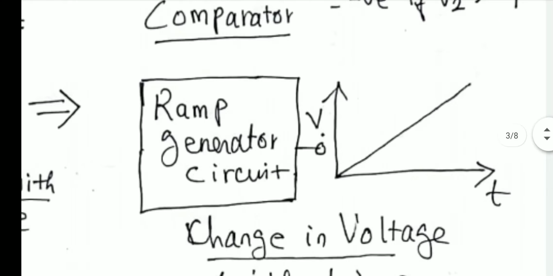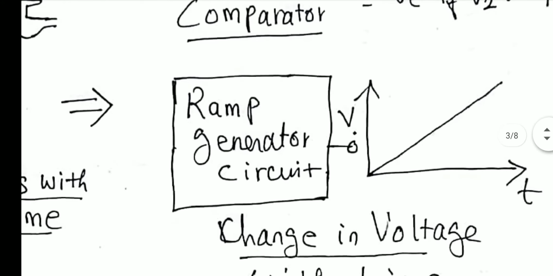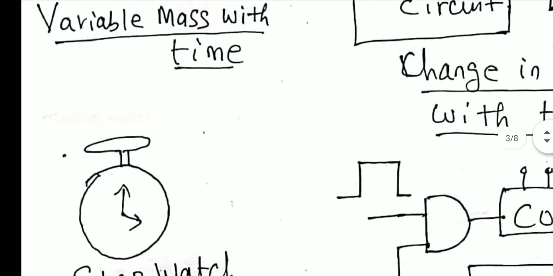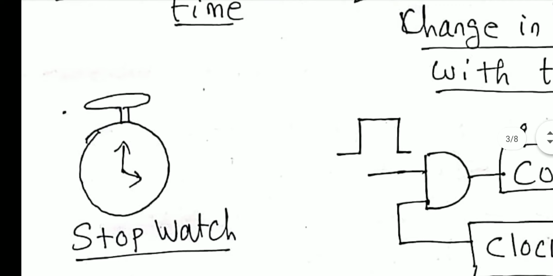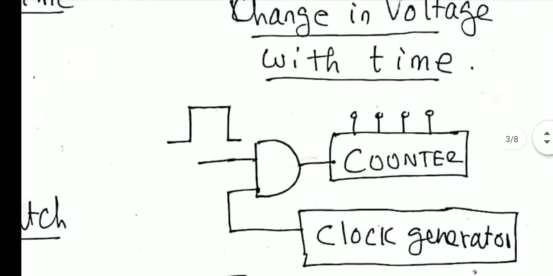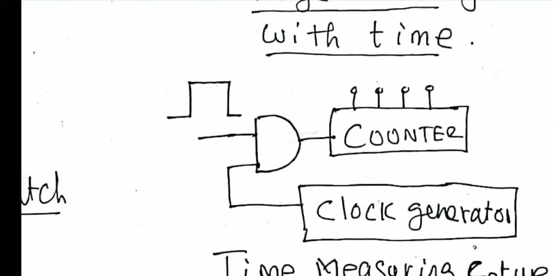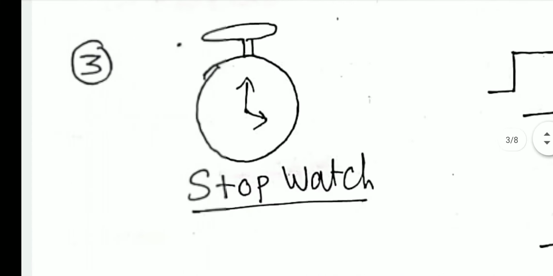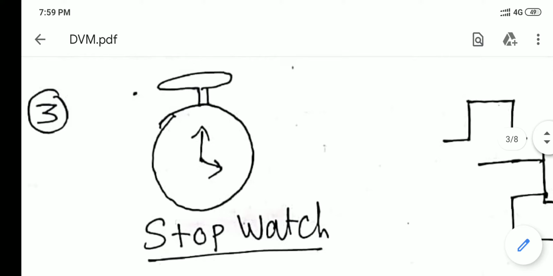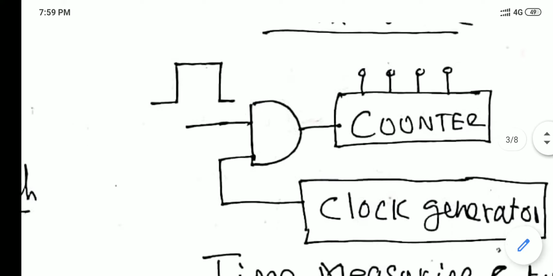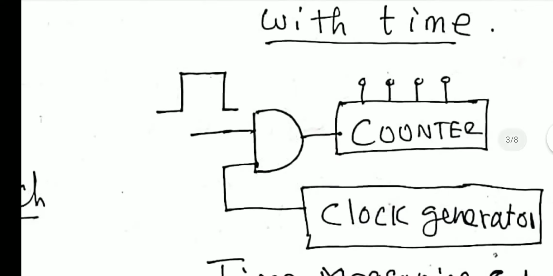So we need a ramp generator circuit, which is equal to the variable mass in the example. And we used a stopwatch to measure the time, to measure the unknown weight. So in the electronic circuit we are going to have a setup to measure the time. This setup is equal to the stopwatch in this example. What the stopwatch was doing there, this setup will do here in the electronic circuit: it measures the time. Now using this setup, how can you measure the time?